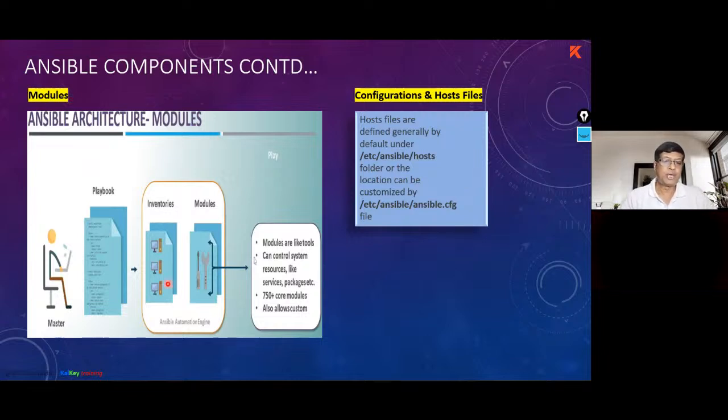So now the modules, as we have discussed, the modules are like tools. Tools are like the programming tools or the APIs, which can control resources like services, packages, etc. There are over 750 core modules. If you want to add your own custom module, you can also create it, and that creation is also done through Ansible. You can create your own module if there is some very customized task that is not available within the 750 core modules.